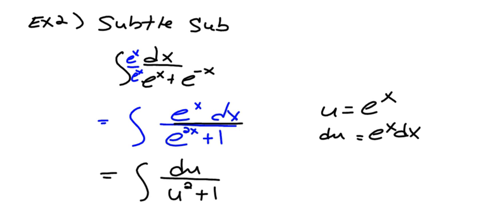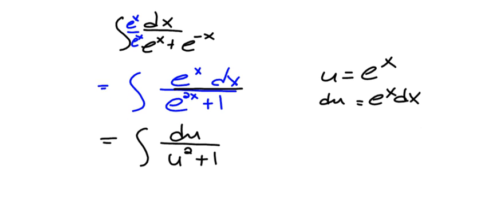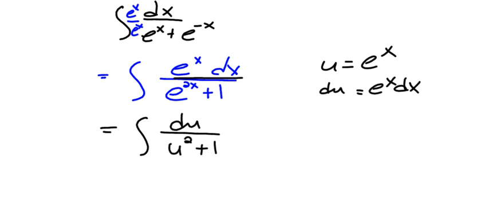There's a reason I picked this rather than e to the 2x plus 1, because then it would have brought in another value. But I do know an antiderivative for this function that I have in the integral, the integrand. So I'm going to take the antiderivative of this, which should be tangent inverse of u plus some c, because we're indefinite.